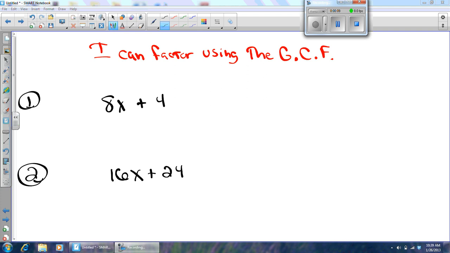Big F word. We learned the big F word the other day, FOIL. Today's the big F word, factoring. And we're going to be factoring for quite a while. Many different types of factoring that we're going to learn. It's actually really pretty easy if you just learn the different patterns.